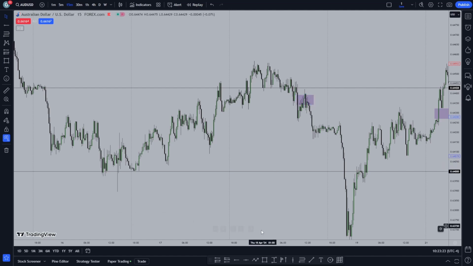Okay, so now what you will do is you will think, okay, the bias is bullish, I can see the daily bias is bullish, so I should look for buys only. So you will take trades on this type of fair value gap, and this is what will happen to you. It will go down and take your stop loss.